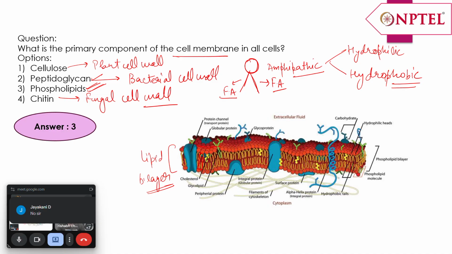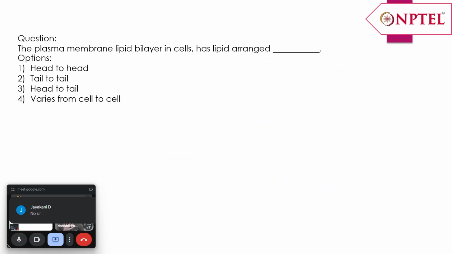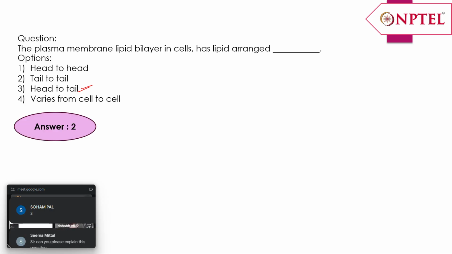Okay, so let's move on to the next question. The plasma membrane lipid bilayer in cells has lipid arranged in what order? What can be the correct answer? Any more answers? Okay, so the correct answer is option 2.